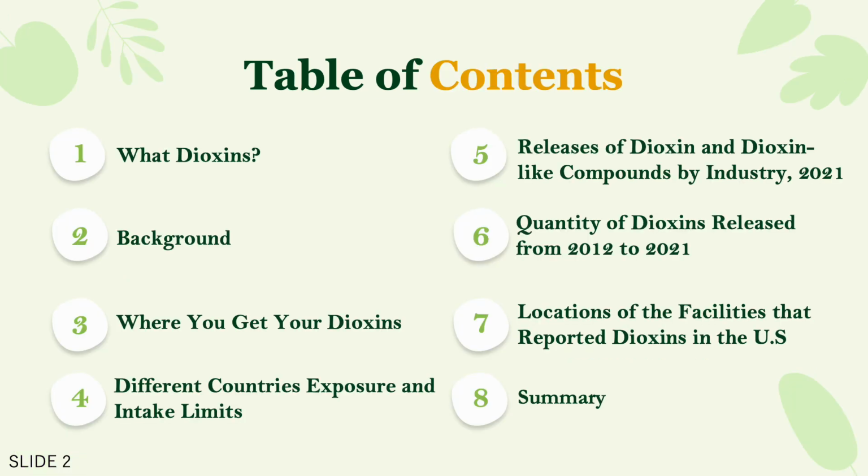For my table of contents, first we will look at what dioxins are, a background, and then we will get into graphs. First, we will look at where the majority of humans get their dioxins from, different countries' exposure and intake limits, the releases of dioxin and dioxin-like compounds by industry in 2021, quantity of dioxins released from 2012 to 2021, locations of the facilities that reported dioxins, and a summary.